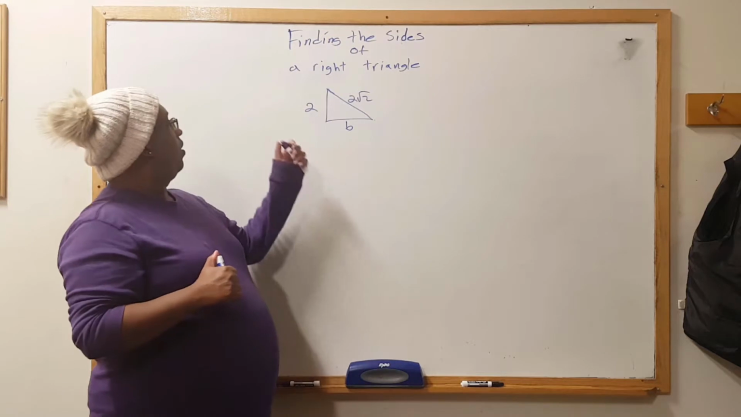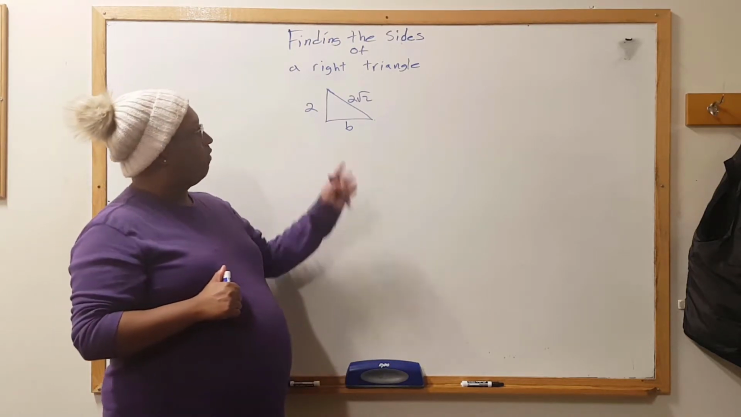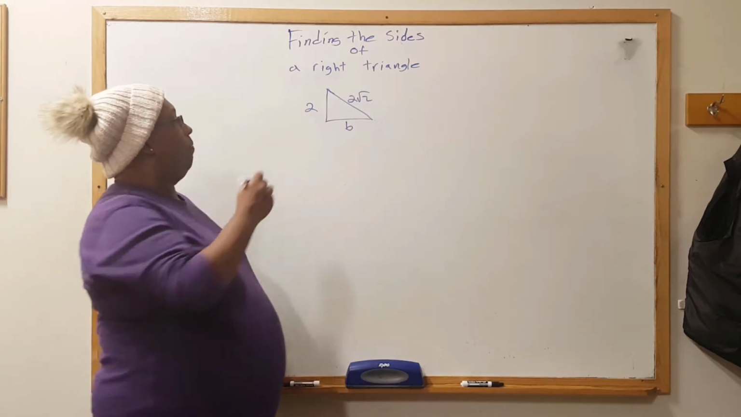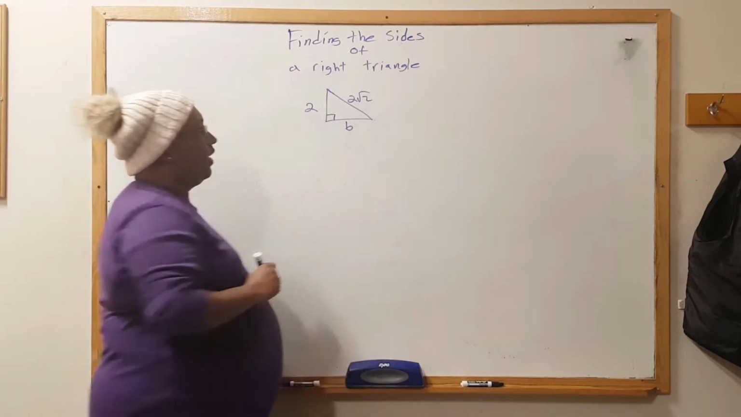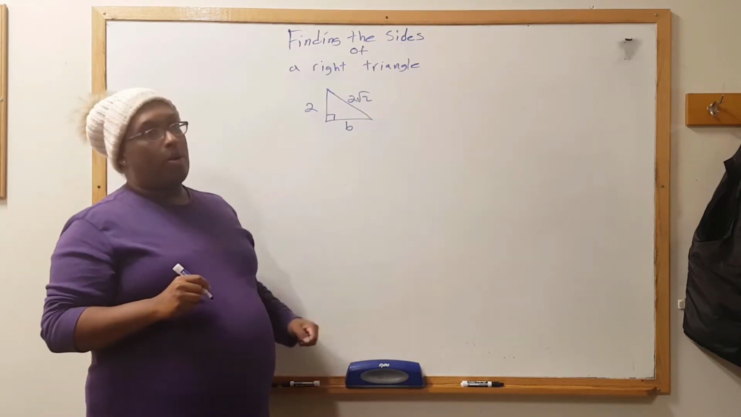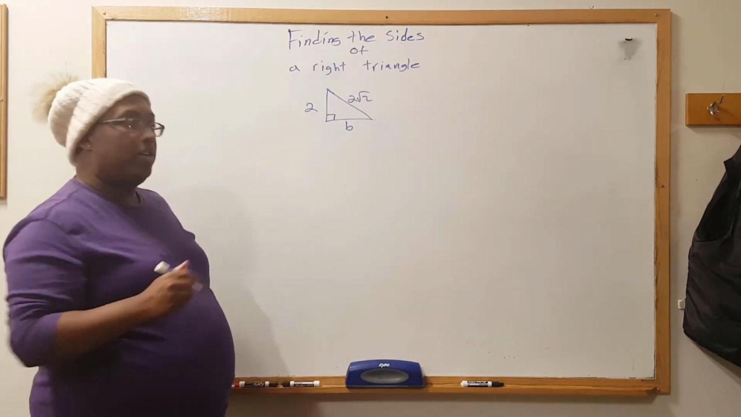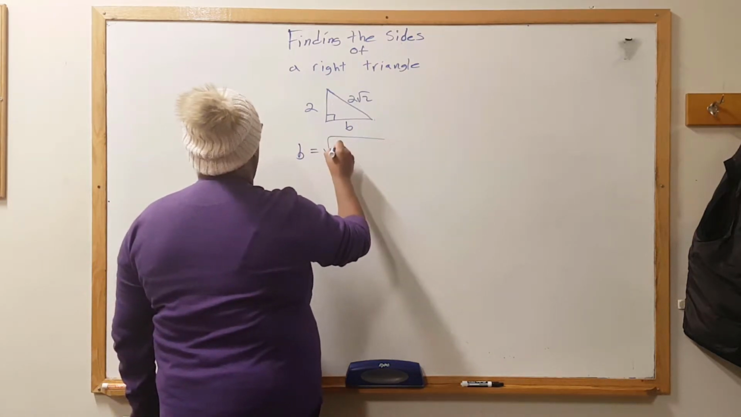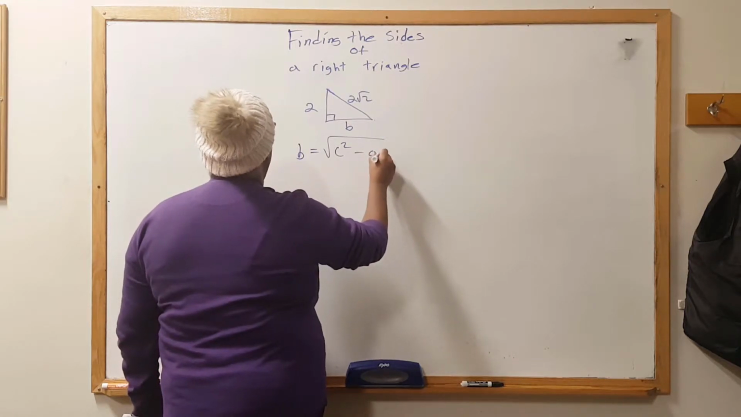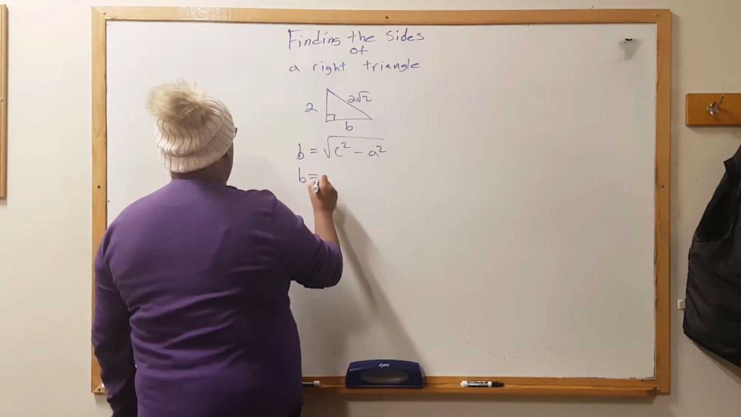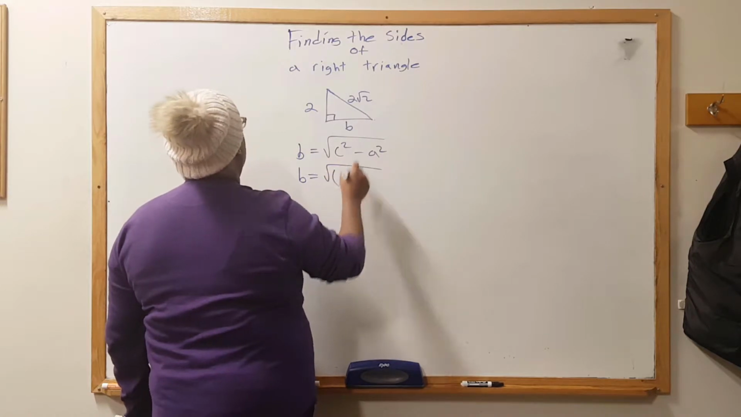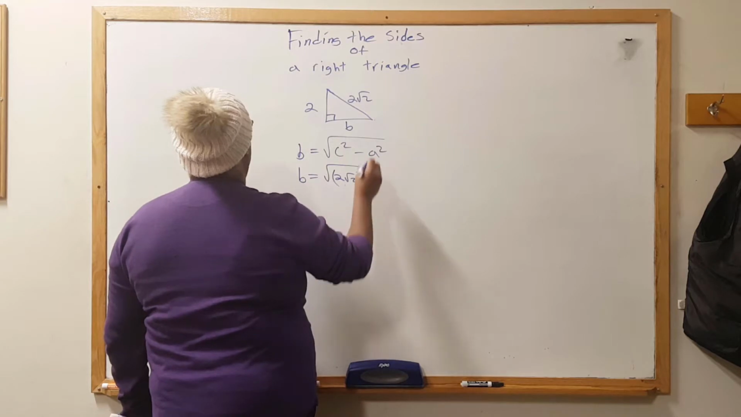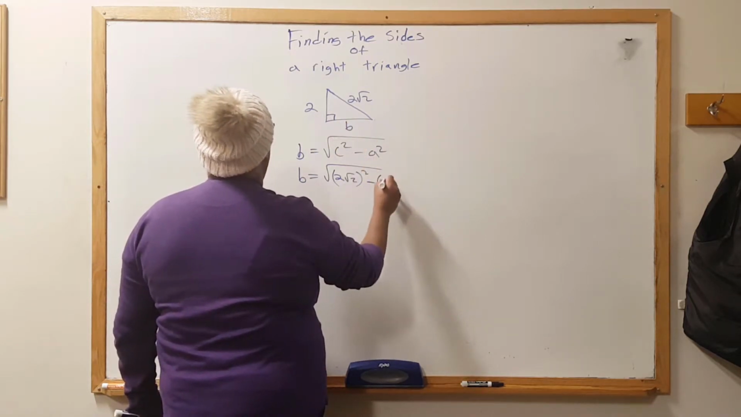Welcome back. We got another example. This time we're looking for the base, and we need to find the base given that this is a right triangle. That means this is the hypotenuse, this is the altitude. We're looking for the base. The formula is B equals the square root of C squared minus A squared. B equals the square root. In this case, C is 2 root 2. And we're going to square that. Minus 2 squared.